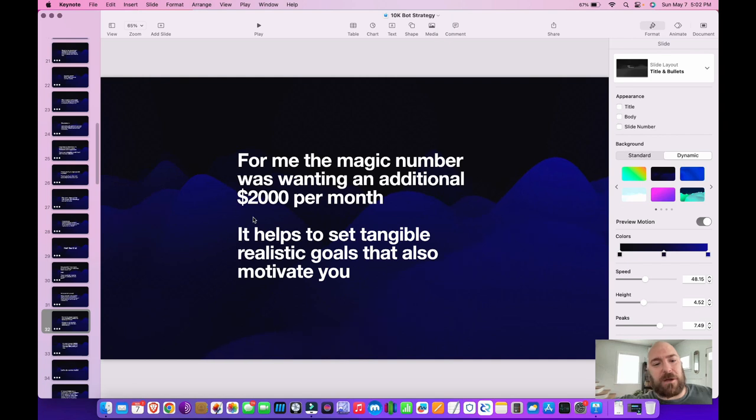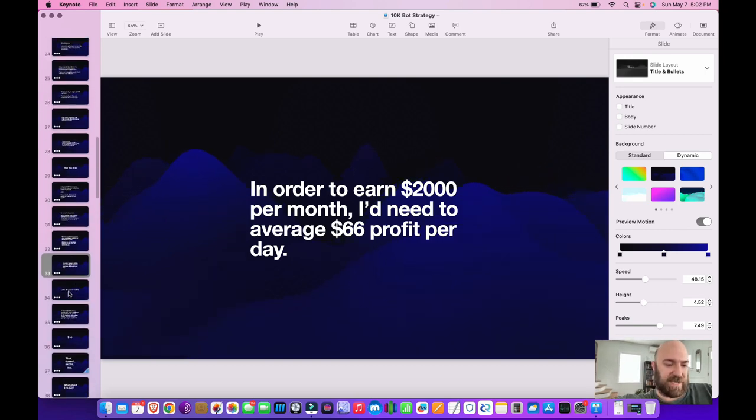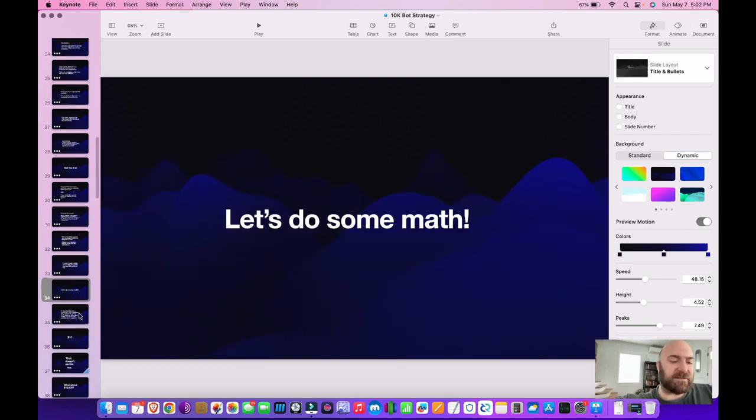For me, the magic number was about $2,000 a month. That's what would really drive me, and so that's what I crafted this bot around. In order to earn $2,000 per month, I'd need to profit an average of $66 per day. So let's do some basic math.